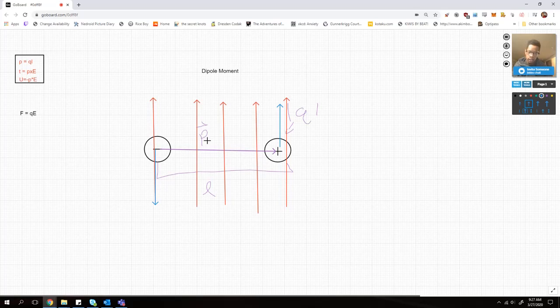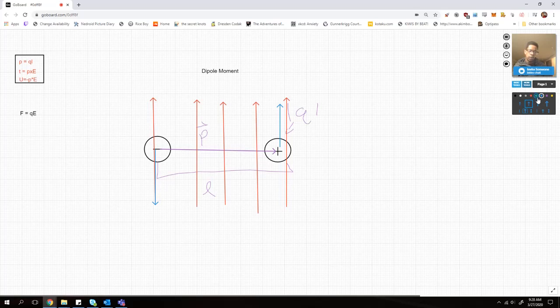And what we're going to get here is a rotation, because this is going to want to move up, this is going to want to move down, and it's going to be a rotation. And whenever you have force separated by some length, you get what's called a torque. So that's how your torque equation relates to your dipole. So the equation for that is going to be torque is equal to the dipole moment that you've calculated cross product with the electric field.